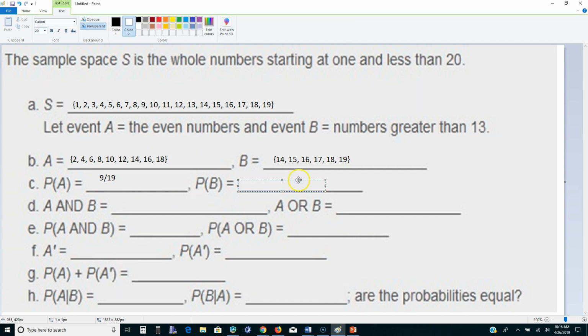The probability of B, we're going to do the same thing. 1, 2, 3, 4, 5, 6. So there's 6 numbers that are greater than 13 out of a total possible of 19.